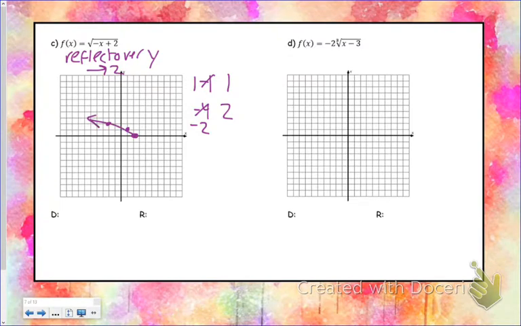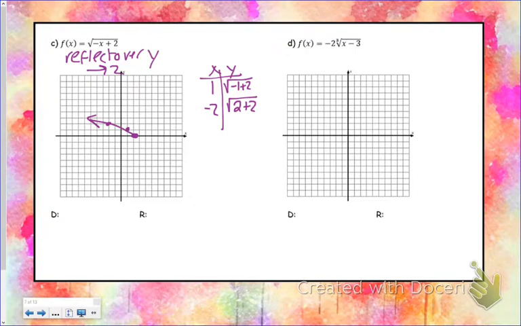And again, that looks like the same shape as your parent function, but it's been reflected and it has been shifted. If you weren't sure, again, pick those points, plug them in. Okay, if I did my table, if I plugged in 1, this would be the square root of -1 plus 2, which is the square root of 1, which is 1. All right, if I plugged in -2, the square root of negative 2 is a positive 2. So (-2, 2) is that other point on my graph.